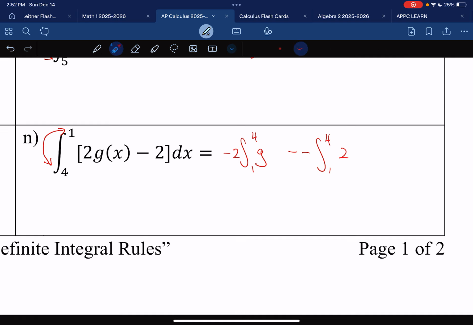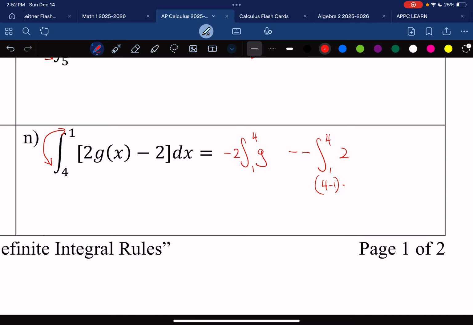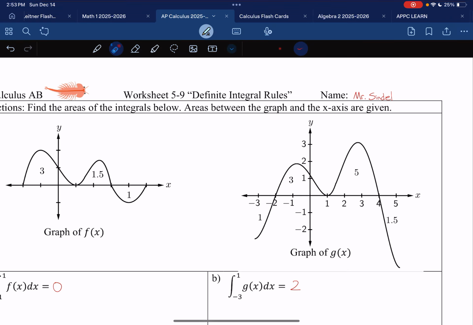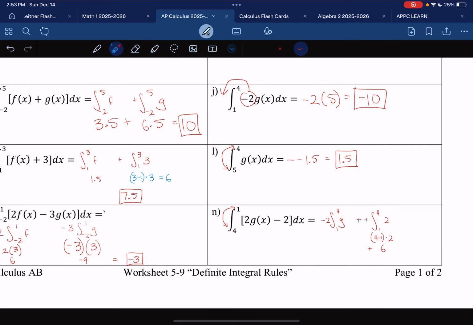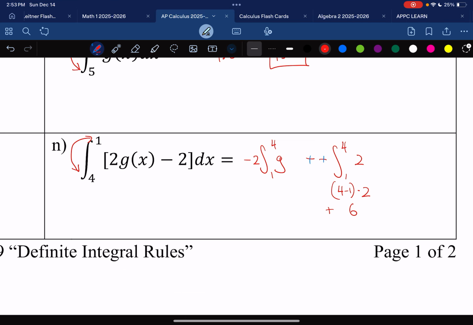All right, so the way that we do the definite bounds of a constant is you subtract the bounds, 4 minus 1, and you multiply by whatever the number is in front. So this is going to be 3 times 2, which is going to be 6, and double negative, these are going to turn into a positive, right? So it's going to be plus that 6. What about the bounds from 1 to 4 of g? From 1 to 4, there's g, and from 1 to 4, it's an area of 5. So I'm going to come down here and say that the area is 5, so it's going to be negative 2 times the 5.